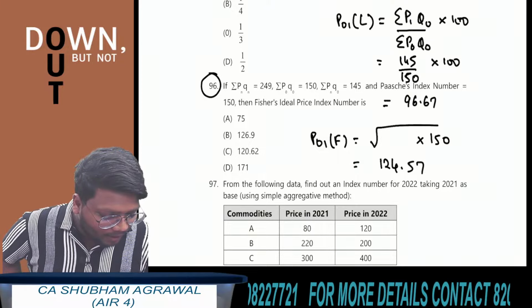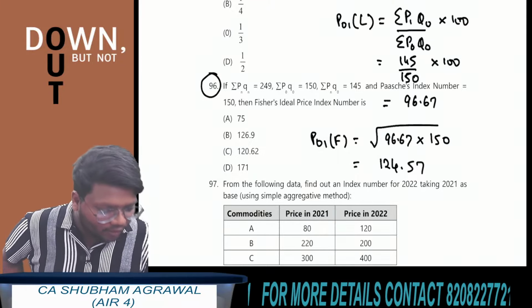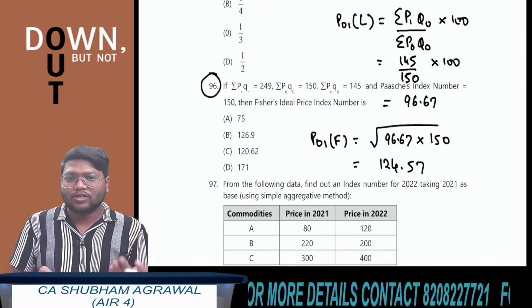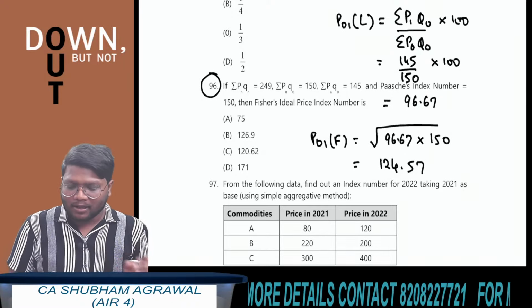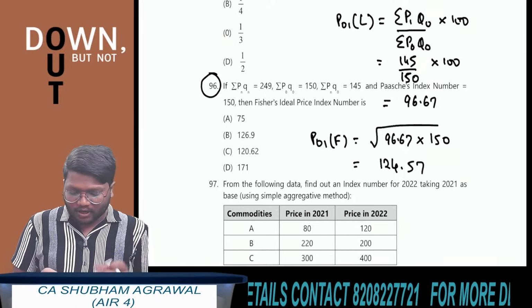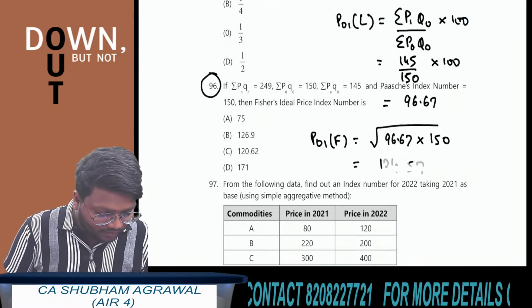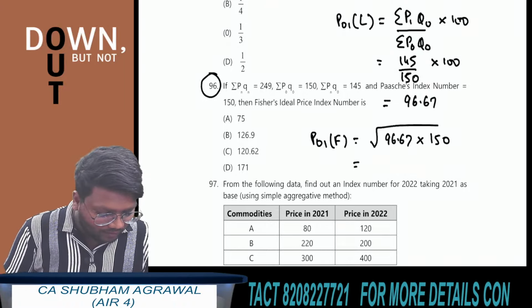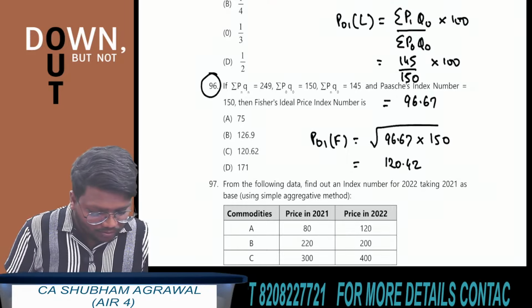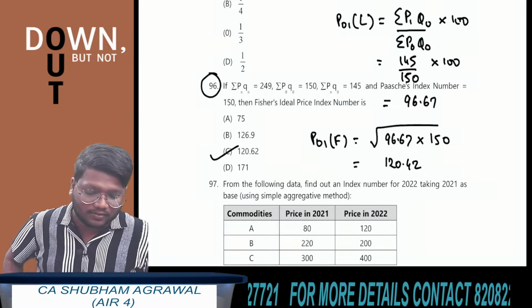And now find Fisher's ideal price index number. In order to find Fisher's ideal price index number, we have to take geometric mean of Laspeyres price index number and Paasche's price index number. 96.67 multiplied by 150, whatever you have got, find square root of it. What you are getting now? 120.42. Which option is closest to this? Option C. You can choose option C as the answer.